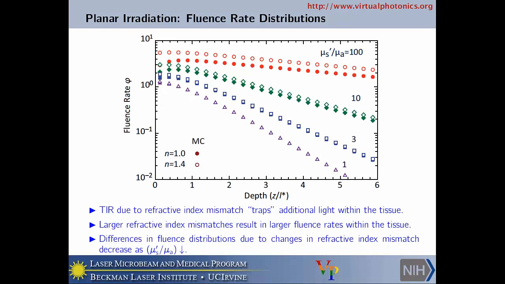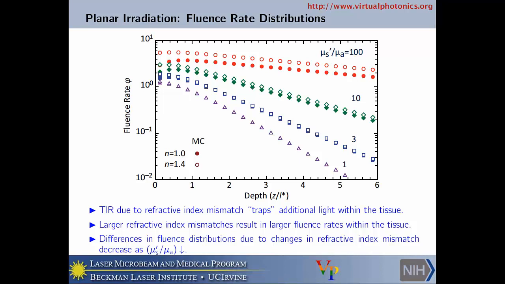So both of you are correct, right? First, you trap more light in the tissue because you have some angles where the light can't escape. And also because the light can't escape as easily, you're not going to have as much of a subsurface. And then the difference between the n equals 1.0 and the 1.4 case gets reduced as your absorption gets higher, because you have less light escaping, less backscattered light generally. Okay?